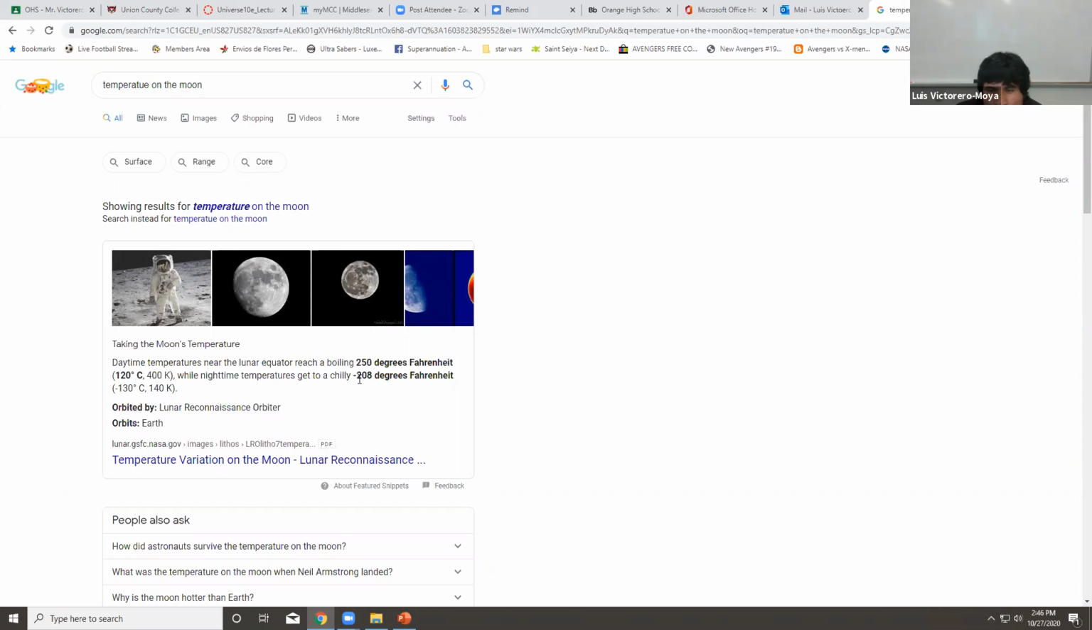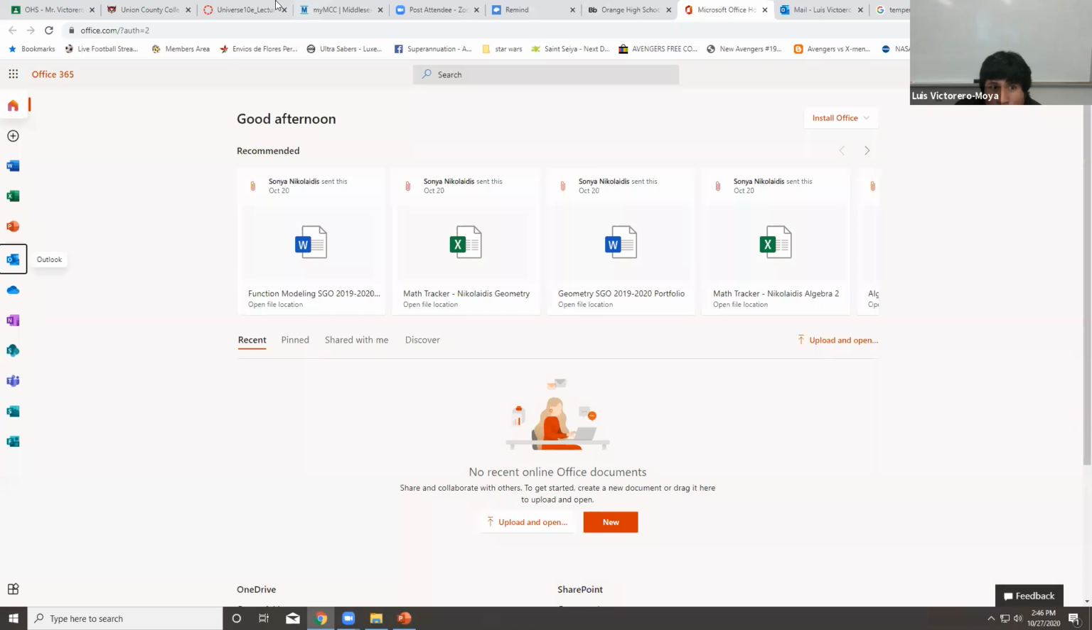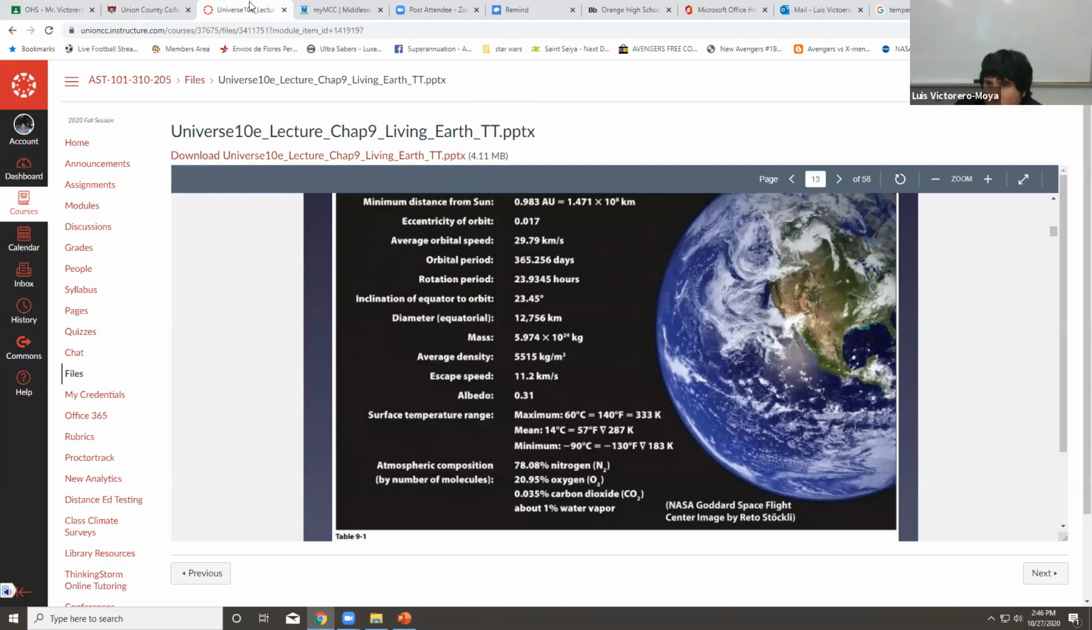Look at that range of temperatures. On Earth, on a normal day of summer, we can have a temperature of what? 90s, 95, 100s. In winter it can be what? 10s, 20s, maybe minus something, minus 10, minus 20 Fahrenheit. The range is not extreme between summer and winter. However, for the moon, it's extreme.